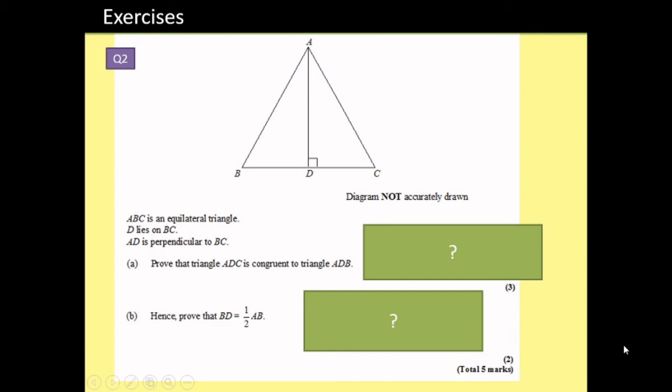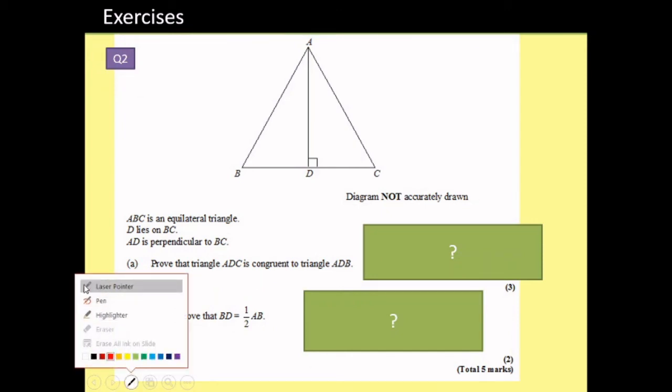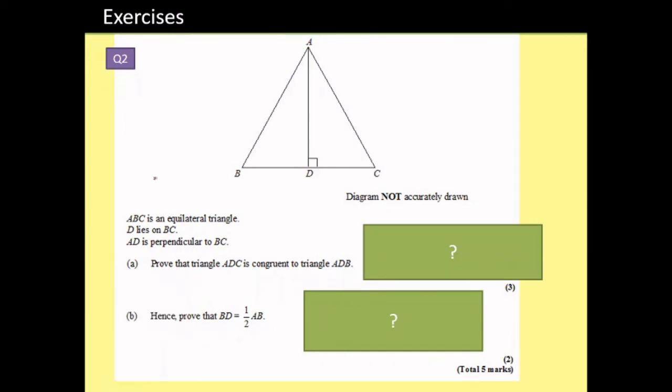Okay, so ABC is an equilateral triangle. D lies on BC. Okay, it doesn't say it's the midpoint. AD is perpendicular to BC. Okay, now we have to prove that they are congruent. Now, if you've got a question on this and you do get stuck, just prove as much as you can that it's the same, and then see what we have at the end. So let's see what I do know.